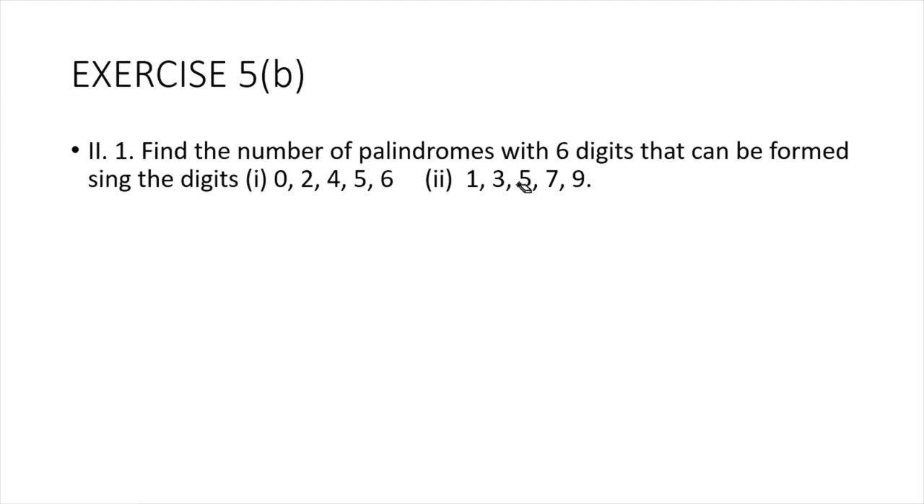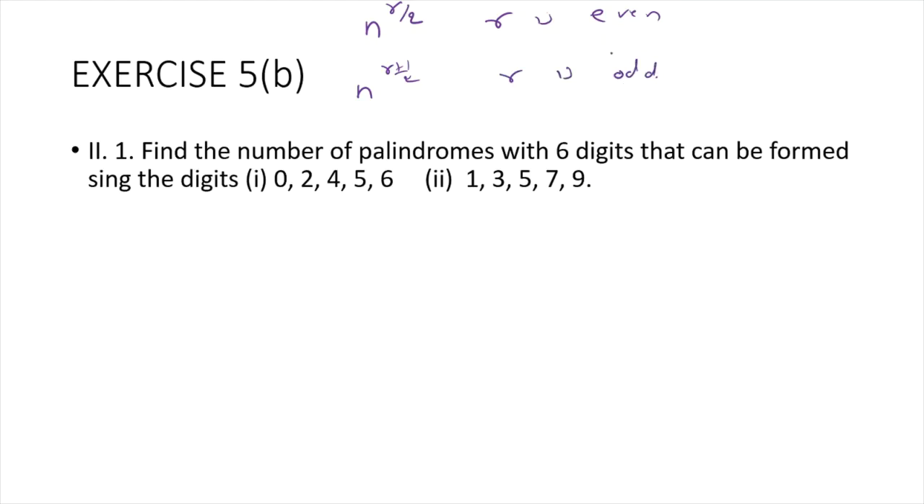Find the number of 6-digit palindromes that can be formed using the digits. They have given 2 sets of digits. Now we have only one formula to find the number of palindromes. So the formula is like this: number of palindromes is equal to n raised to r upon 2 when r is an even number, and number of palindromes is going to be n raised to (r plus 1) upon 2 when r is odd.